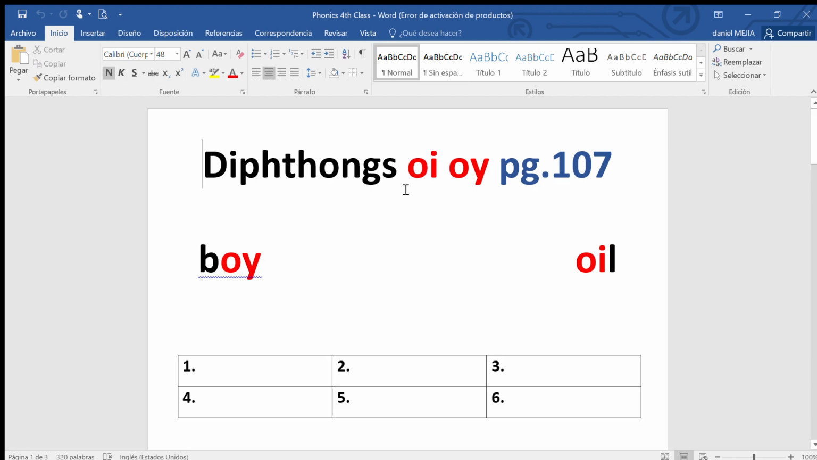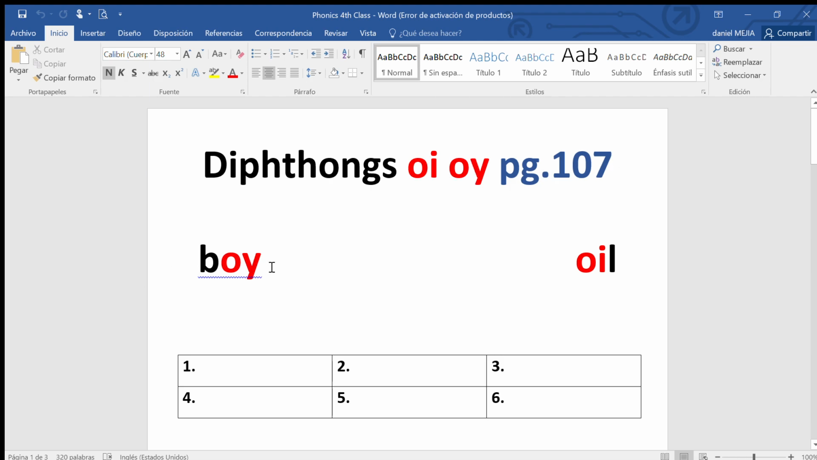Okay, so we have the diphthongs OI and OY on page 107. These diphthong sounds, OI like in oil and OY in boy.